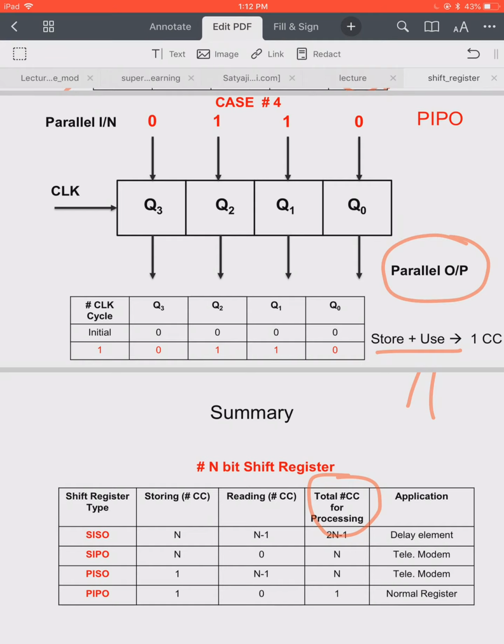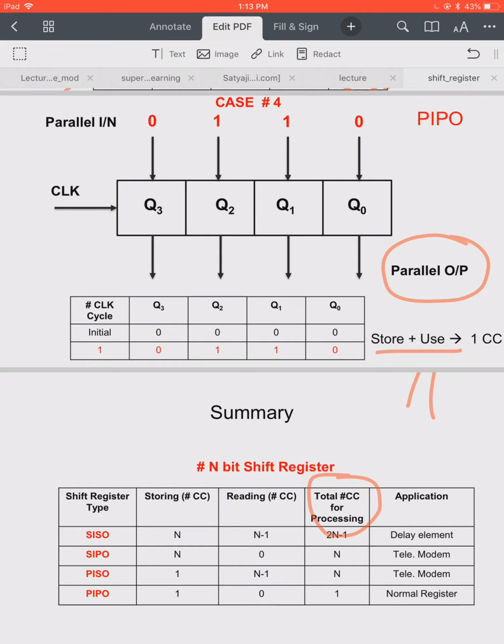So whenever you need some delay element in your data processing pipeline, you can use this type of shift register. Okay, that is the single input single output shift register.